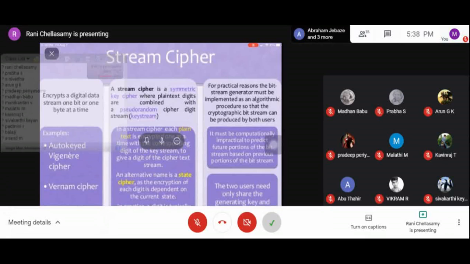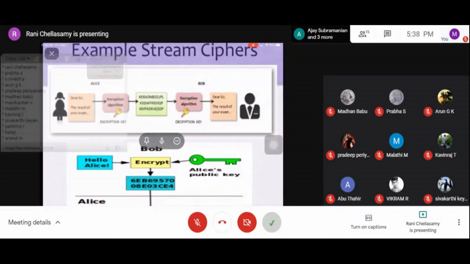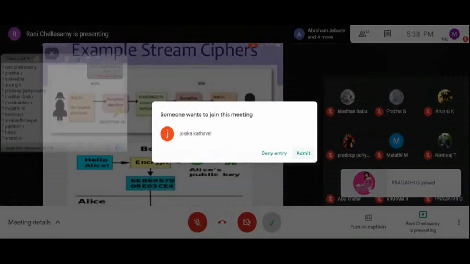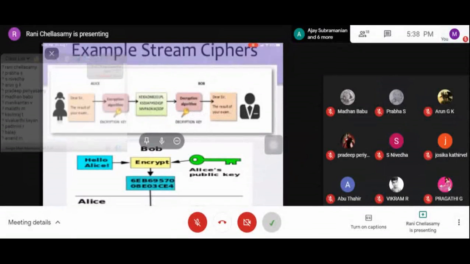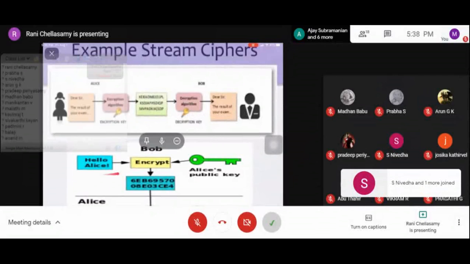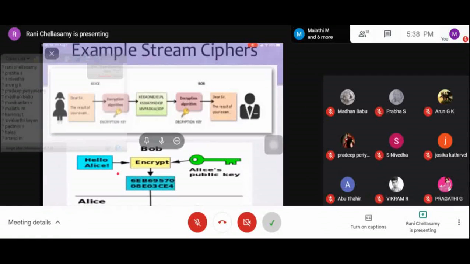So coming on to the stream cipher process, Alice is going to transfer the message to Bob. He'll be using the encryption key, which gets converted into ciphertext, and Bob will be using the decryption key. Okay, fine. So here, Bob is sending the message, "Hello, Alice." So Bob will do the encryption process with Alice's public key, and it will be converted into ciphertext. And at the other end, Alice will go for decrypting with her own private key.